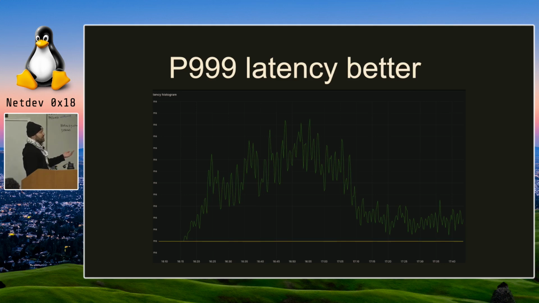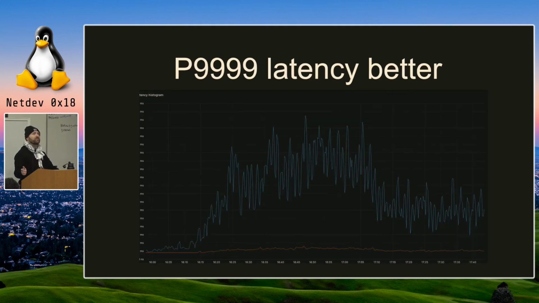The yellow line across the bottom is the busy poll prototype that I was running, and the bumpy green line is just our normal vanilla configured machine. The difference between these two, again, I had to clip out the actual millisecond numbers, but it's very significant. This was a really significant improvement for us at P999s.